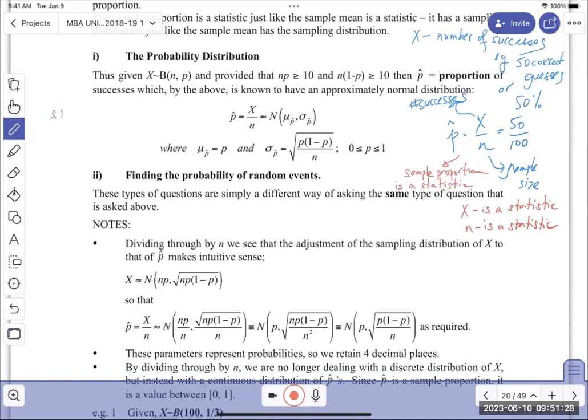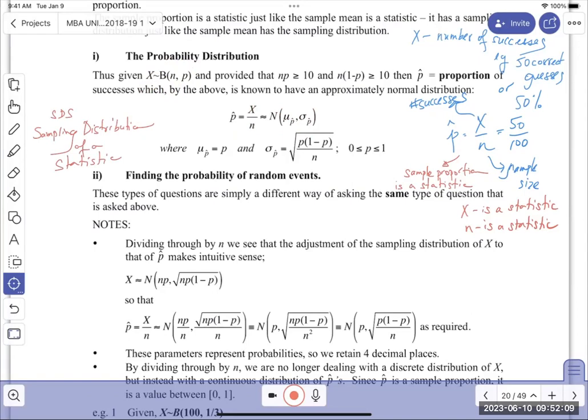So this whole discussion is SDS, the sampling distribution of a statistic. That's what we're talking about right now, the sampling distribution of a statistic. So X has this sampling distribution. What does p hat have? Well, p hat is equal to X divided by n. So we need to find what's the mean of p hat and what's the standard deviation of p hat.